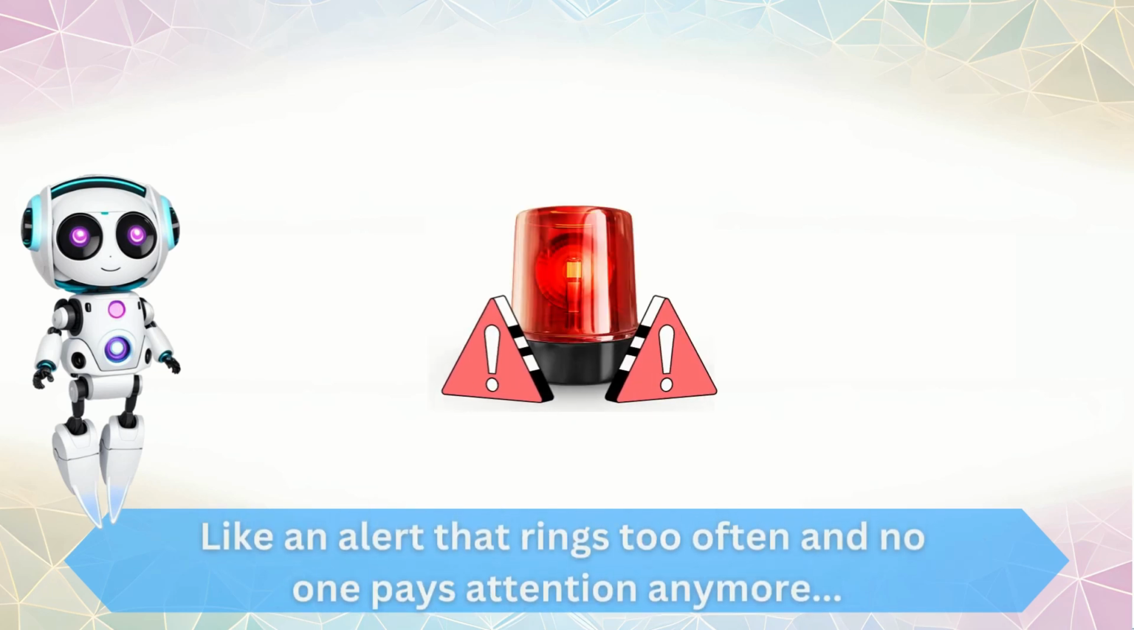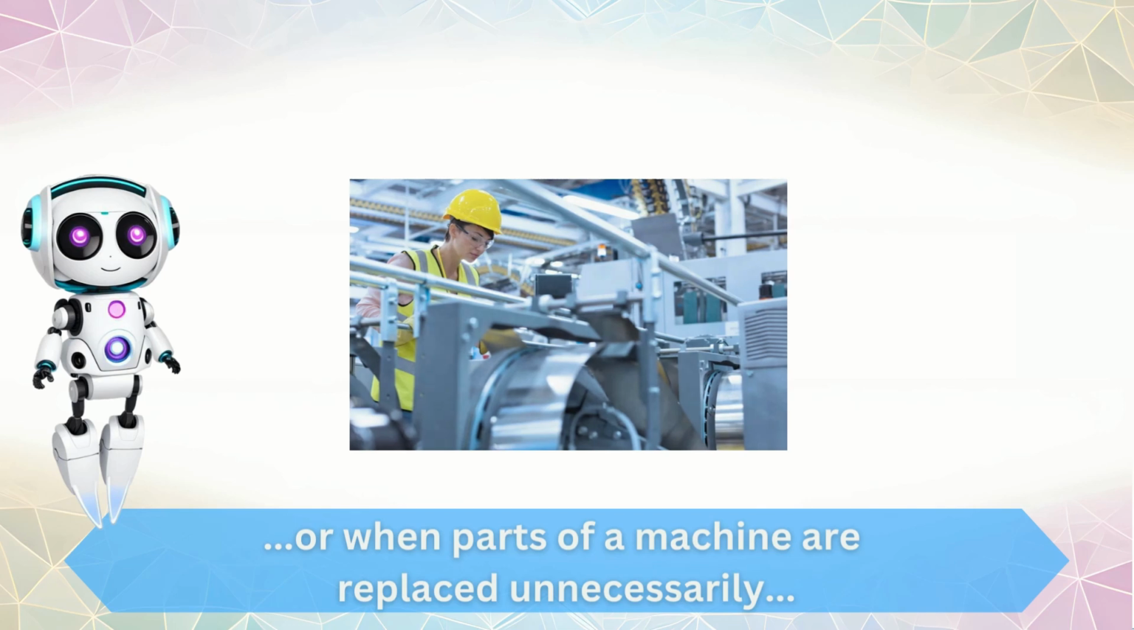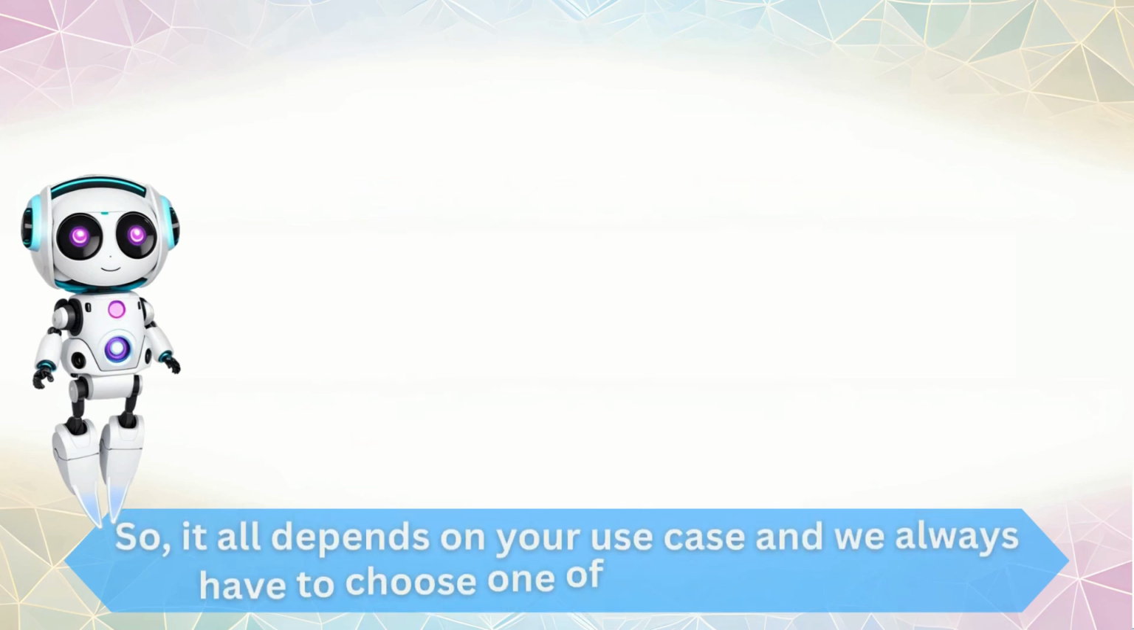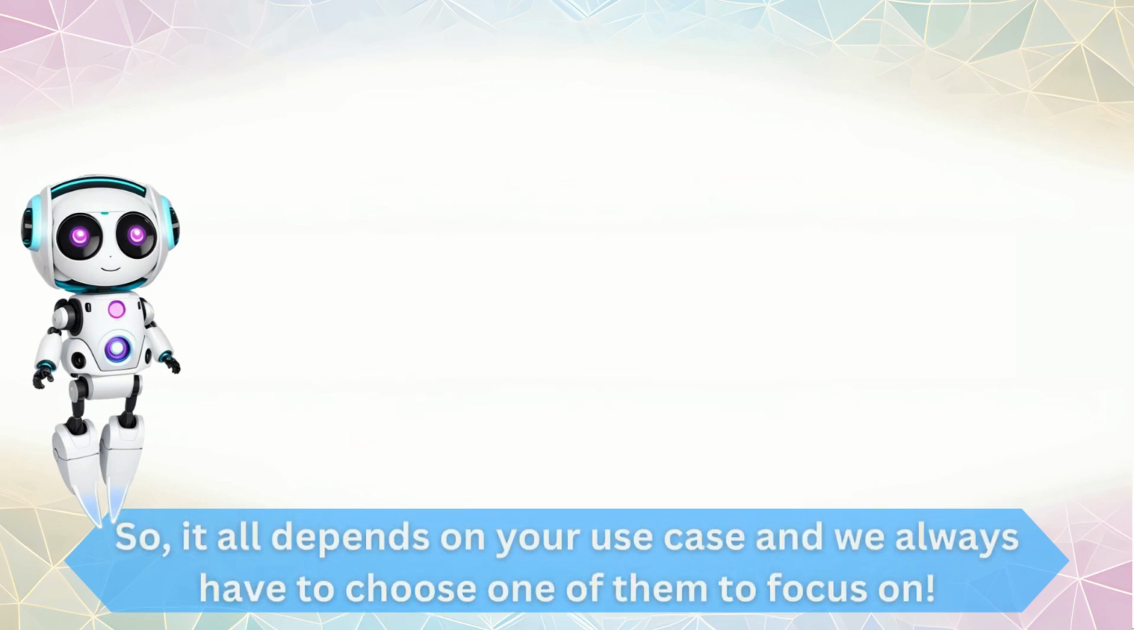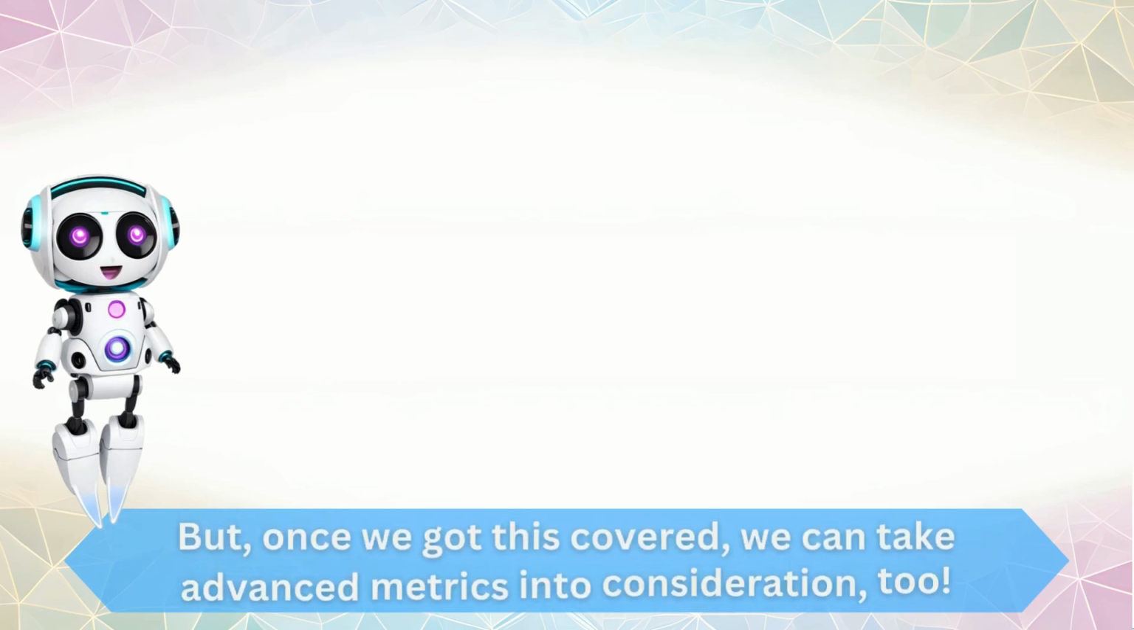Like an alert that rings too often and no one pays attention anymore. Or when parts of a machine are replaced unnecessarily. We see, it all depends on your use case, and we always have to choose one of them to focus on. But once we've got this covered, we can take advanced metrics into consideration too.